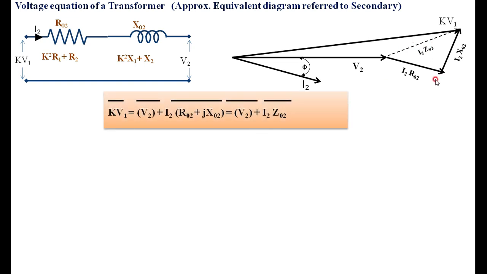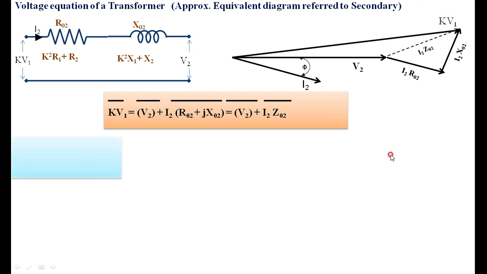Therefore, in equation form, how we are getting K V1: add to V2, that is V2 plus I2 into bracket R02 plus jX02, or it is V2 plus directly I2 Z02. This vector sum also gives K times V1.